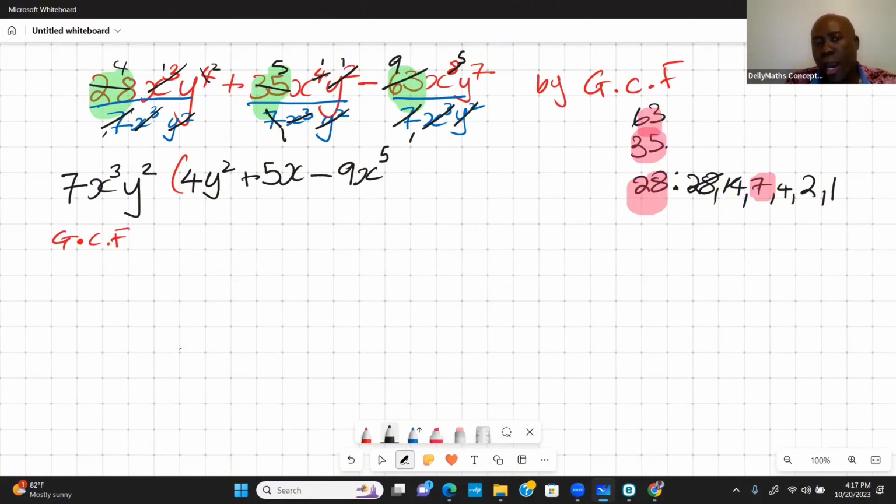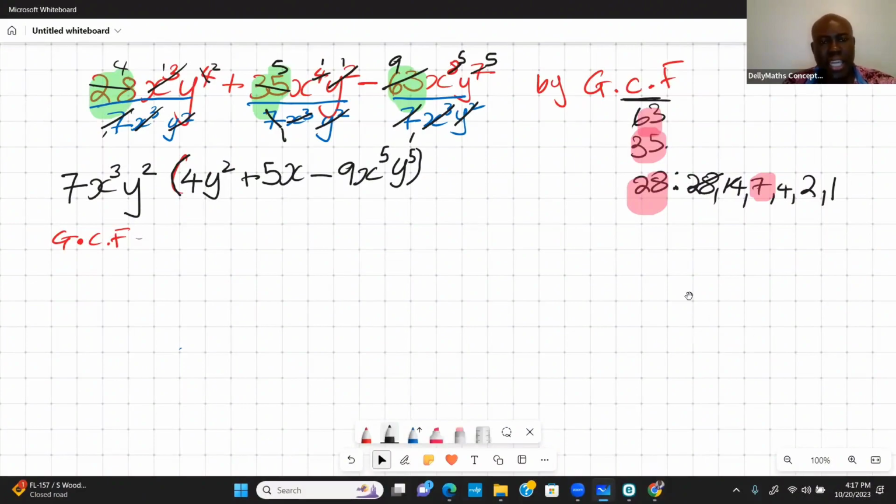Lastly, y to the second into y to the 7th. 7 minus 2 becomes 5. So we're left with y to the 5th power. At this stage, we close our parentheses. And so we're seeing here that we have factorized by the greatest common factor.